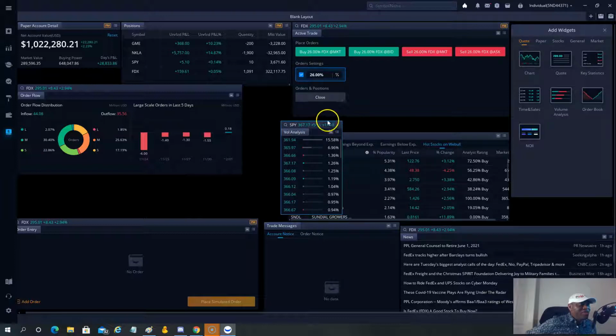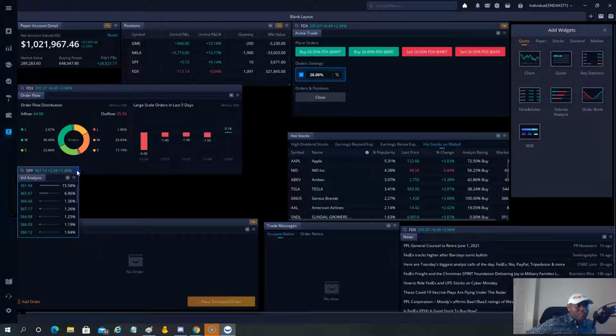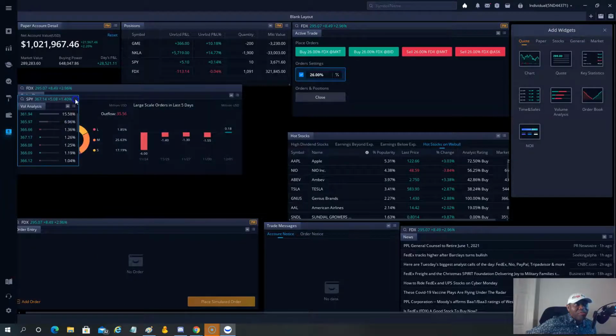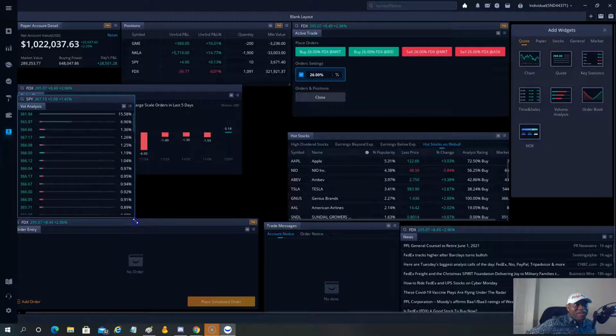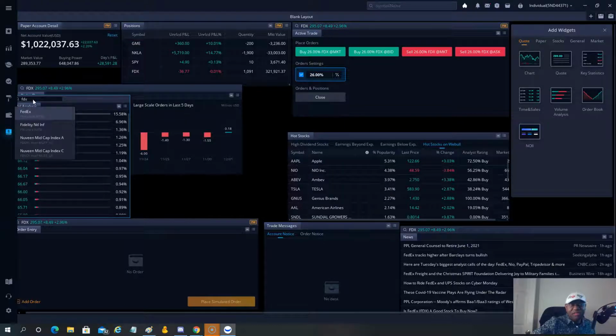Volume analysis helps you see where, oh boy, can we find a space for this thing? Maybe we put that on top of the flow. I don't know if that's going to work, but volume analysis is something that we're going to be talking about. So this is for SPY. Okay, let's go back to FedEx.